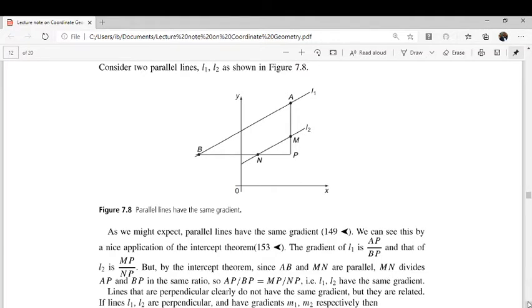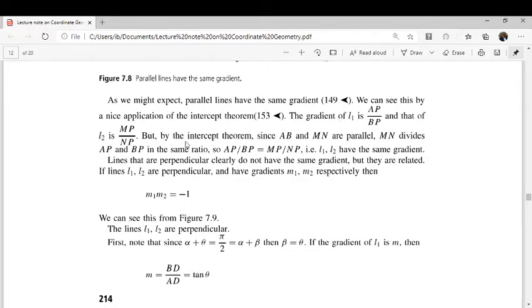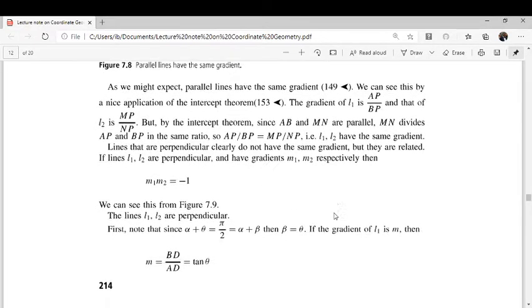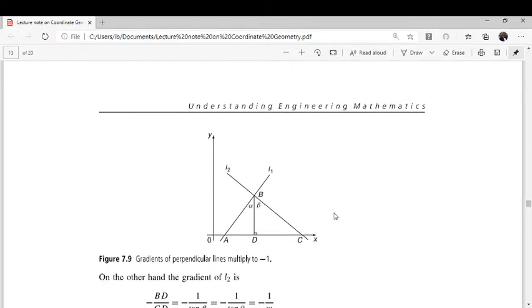When you use your intersection theory, you will prove that this is the gradient of L1 and this is the gradient of L2. By your intersection theory, since the lines are parallel, L1 and L2 will have the same gradient because M1 divides this at the same ratio. But when the lines are perpendicular, like this, these are perpendicular lines.